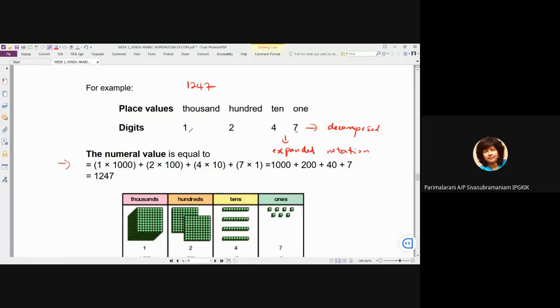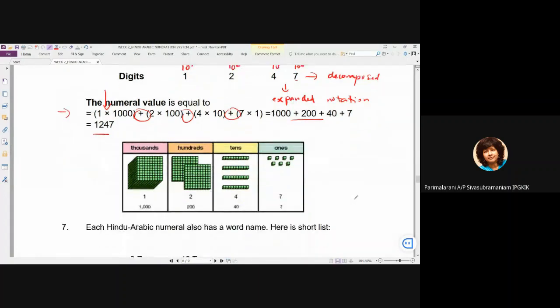So it can also be written with 10 to the power of 0, 10 to the power of 1, 10 to the power of 2, 10 to the power of 3. These are the place values. So this number can be written as 1 times 1000 plus 2 times 100 plus 4 times 10 plus 7 times 1. So you get this, and finally you get this. This is what we mean by additive and multiplicative. This is multiplicative. Here it is additive.